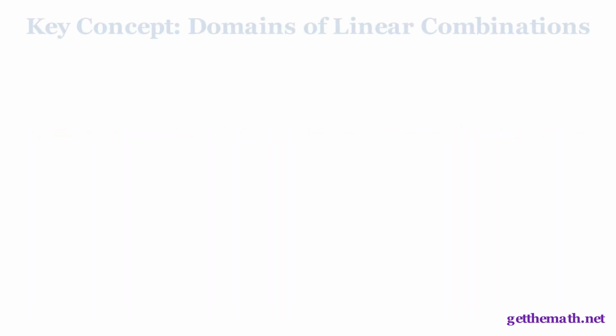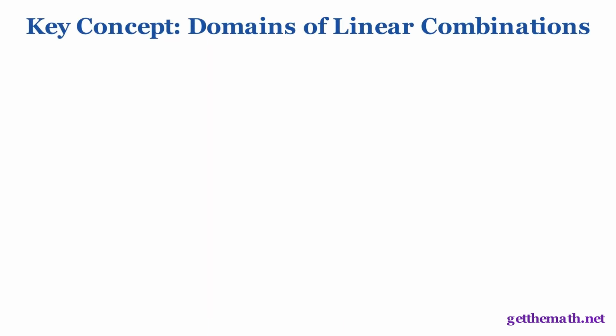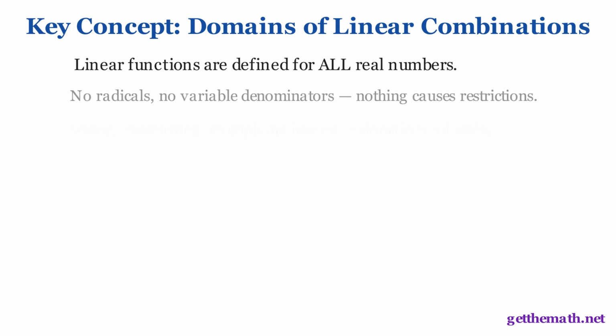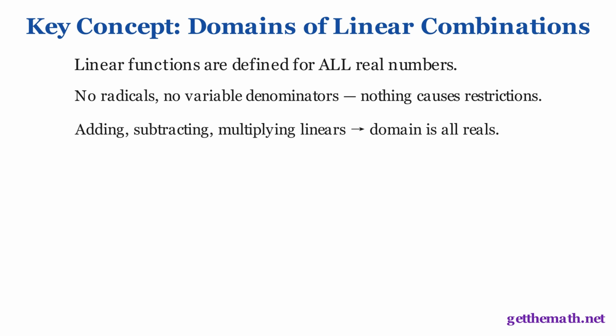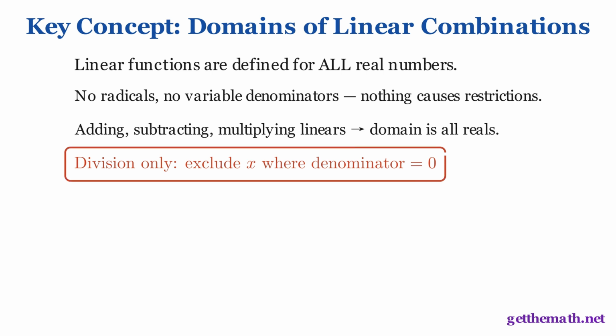Key concept: domains of linear function combinations. Both f and g are linear functions, they are polynomials of degree 1. Linear functions are defined for all real numbers. There are no square roots, no fractions with variables, no logarithms. Nothing can make a linear function undefined. So the domain of f, g, and all their combinations: addition, subtraction, multiplication, and squaring, is all real numbers.